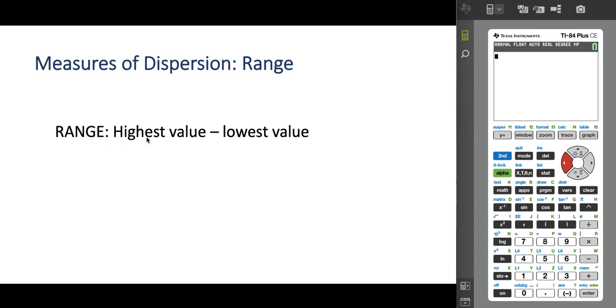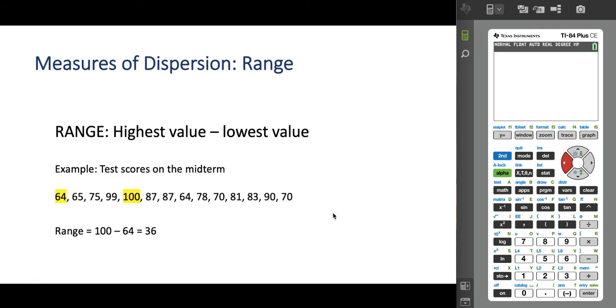Quite simply, the range is the difference between the highest value and the lowest value. So for example, if once again we're talking about test scores on a midterm, to find the range, you just have to find the biggest value and the smallest value and subtract them. So the biggest value is 100, the smallest value is 64, and so the difference is 36. That's the range. That's pretty easy.